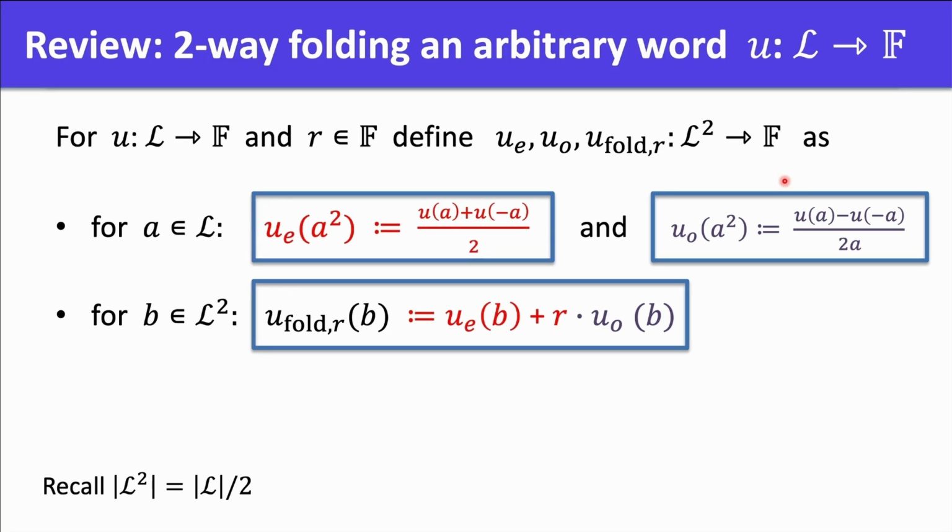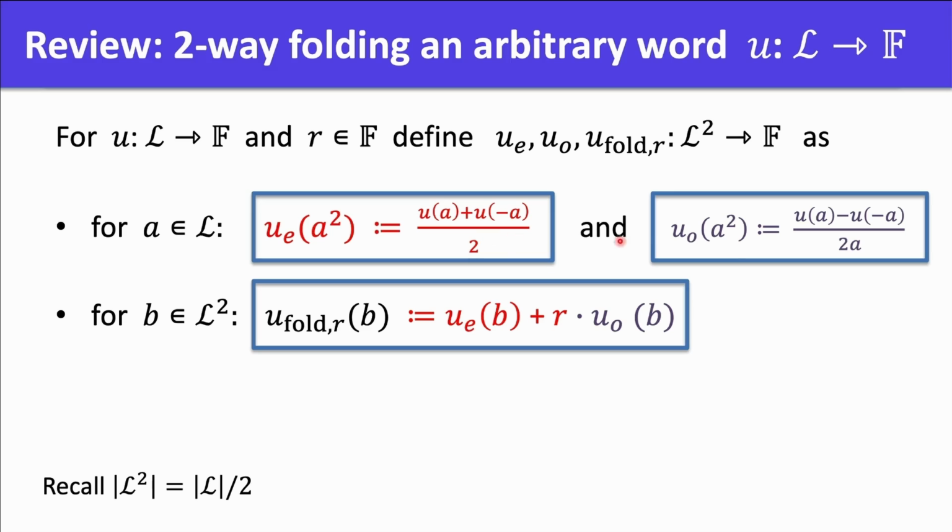Now, in Part 1, we also defined what it means to fold a word from the domain to the finite field. Given a function u from L to F and some random value r, we can define u sub e and u sub o as functions from L squared to F, and we define them formally as I wrote over here. u sub e is defined as the sum divided by 2. u sub o is defined as this difference divided by 2a.